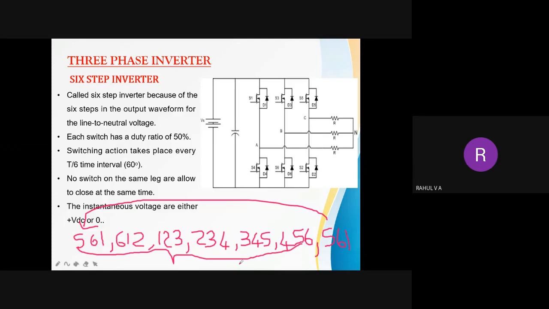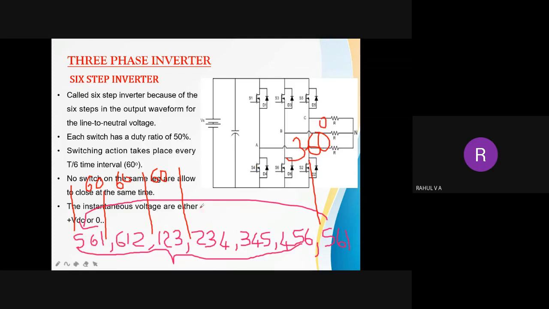Start 5, 6, 1. Each switching sequence is for 60 degree, which means after 60 degree I will change the switches. That is, after 5, 6, 1, now it is 6, 1, 2. This is another 60 degree. Later, this is another 60 degree. Like that, if you calculate till here, you will get 360 degree.